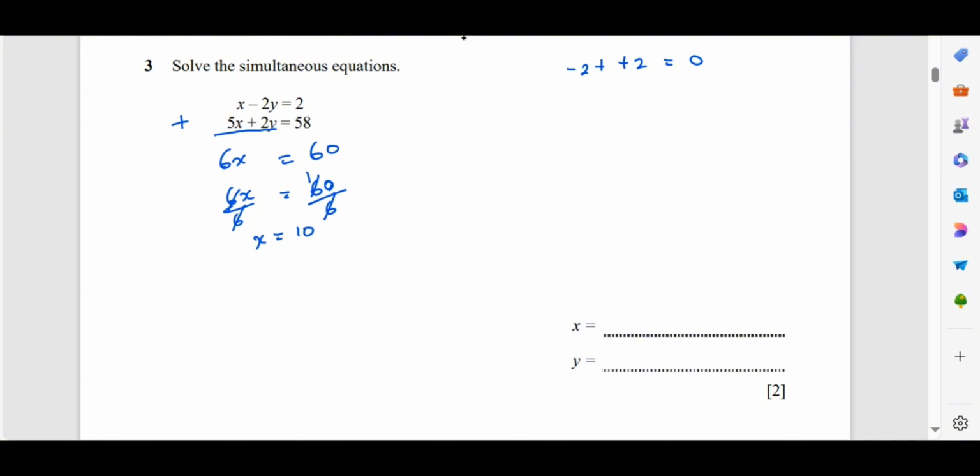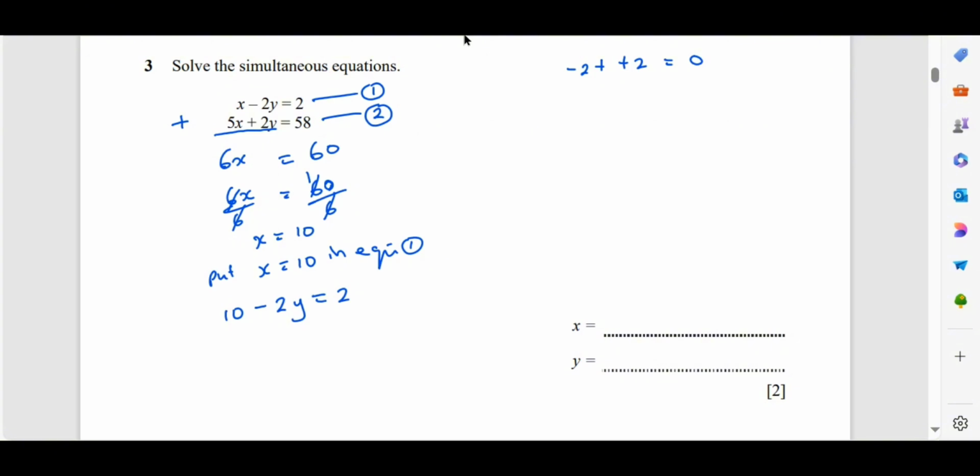Now, it's always best that you put it in the simplest equation that you can so that you can get your value of y. So we are going to, let's call this one here equation 1 and call this one here equation 2. So let us put it in equation 1. So we can say put x equals to 10 in equation 1. So that will give us 10 minus 2y equals to 2. So we solve this simple equation.